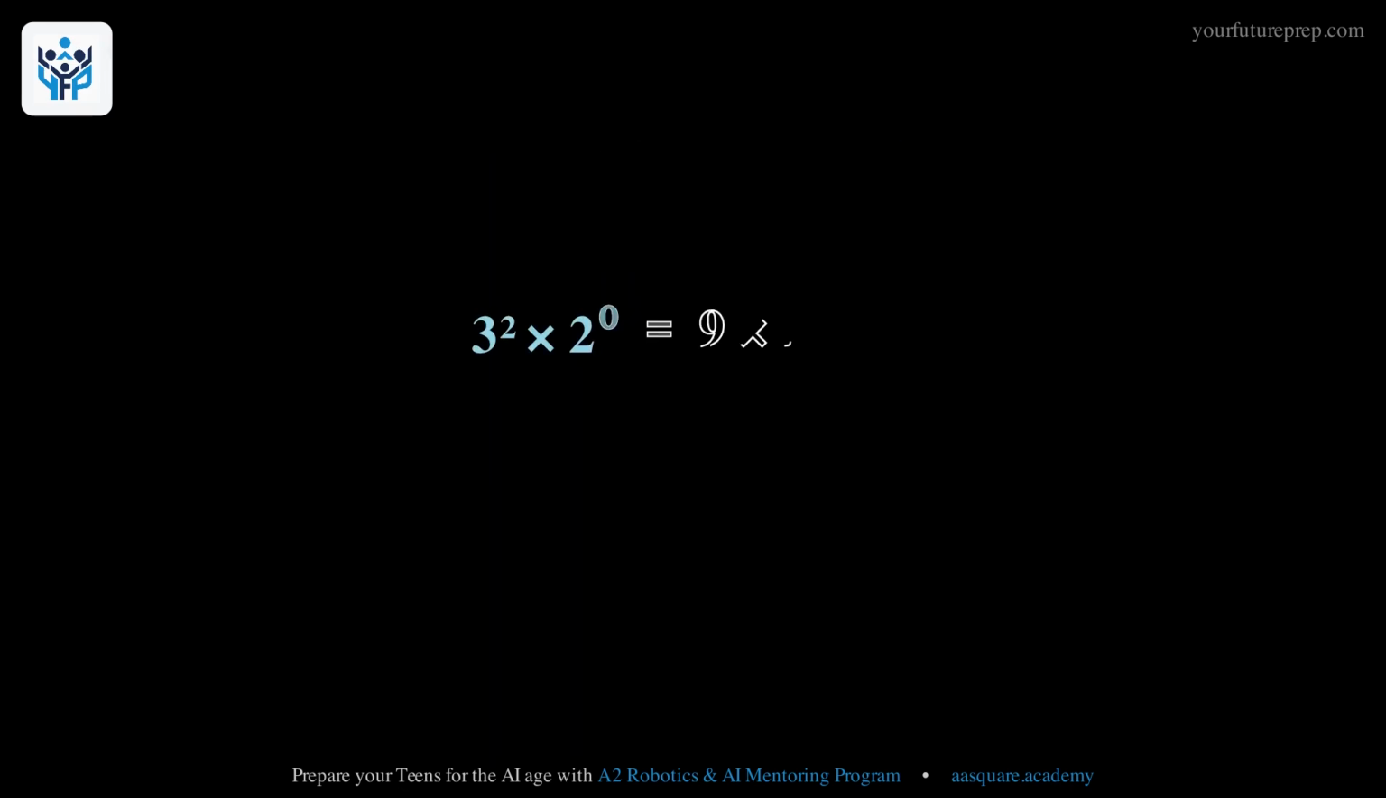So the maximum possible value is 3 squared times 2 to the 0, which equals 9. That's answer choice C.